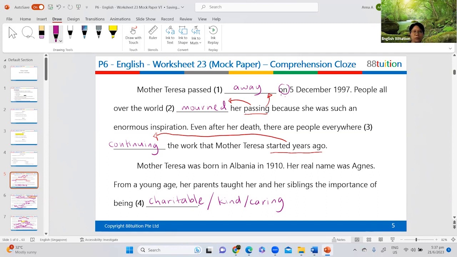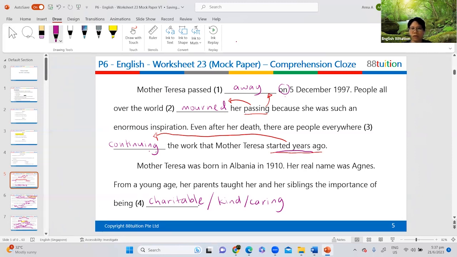People all over the world mourned her passing, because if somebody passed away, you mourn. Mourn means you are in grief. Grief means you are crying and very sad because somebody passed away. Mourn is sad, but it is only specifically used for death. Can you understand that? Then you use the word mourn. Because she was such an enormous inspiration, even after her death, there are people everywhere continuing the work that Mother Teresa started years ago. So you can underline this part. It goes to show that it is continuing. It is still going on. So the answer is continuing.